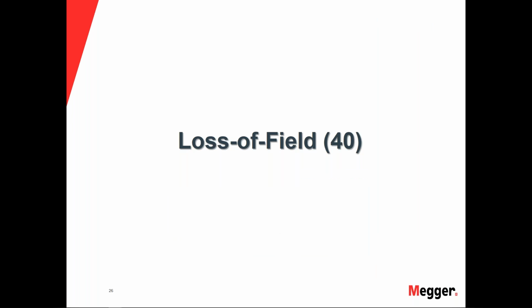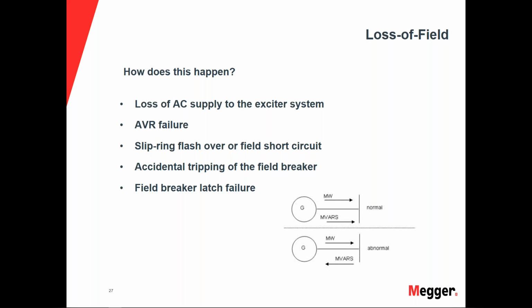Okay, loss of field. So loss of field relay: the idea is that when a generator loses its stability limits and fails to stay synced to the grid, then the loss of field protection takes over and trips the generator. But how does this actually happen?